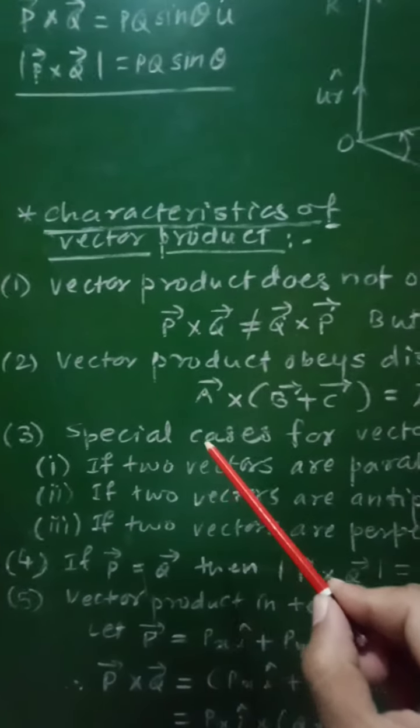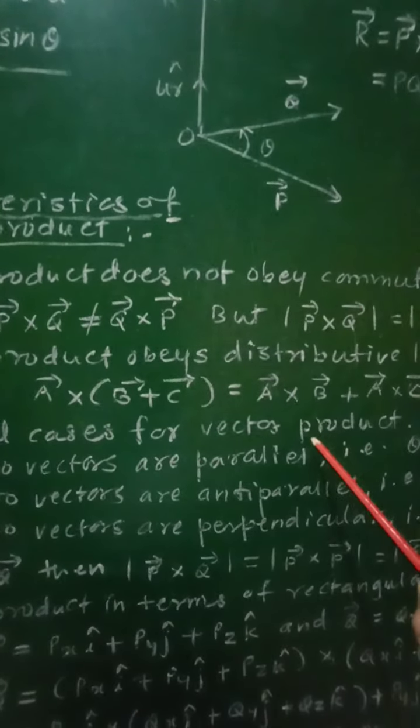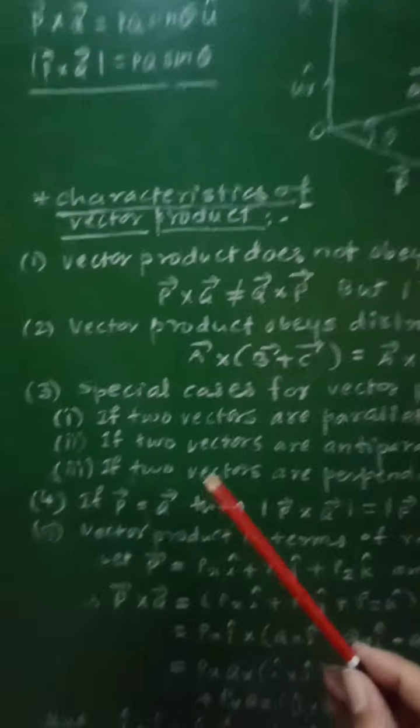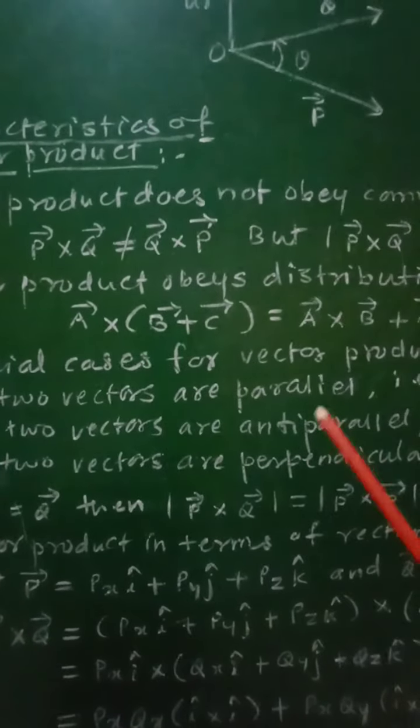Third, let us consider some of the special cases for the vector product. So these cases are, first one, if two vectors are parallel to each other.